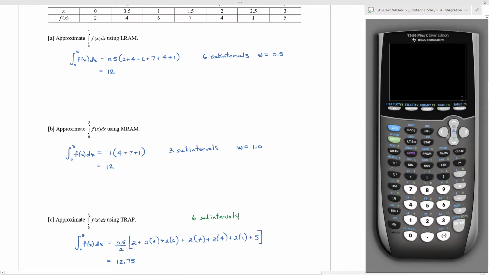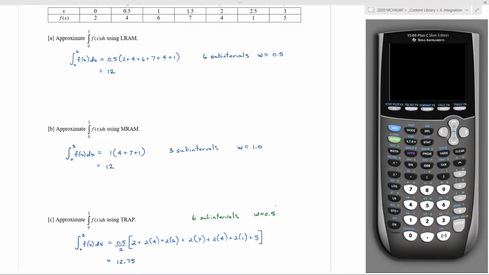Okay, so it's the width, which is 0.5, the same as in part A. Now, if we're using trapezoid, we're going to take that W and divide by 2. And then I'm going to multiply that by the first Y value, 2 times each of the other Y values except for the last one, and then plus the last Y value. Okay, so it's always the case: the first and last plus 2 times everything in between.